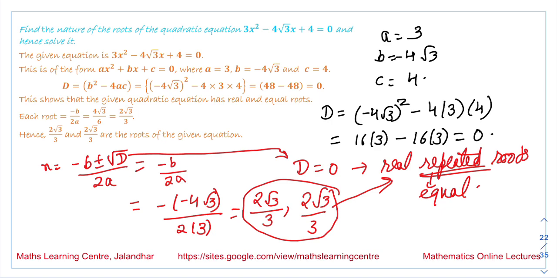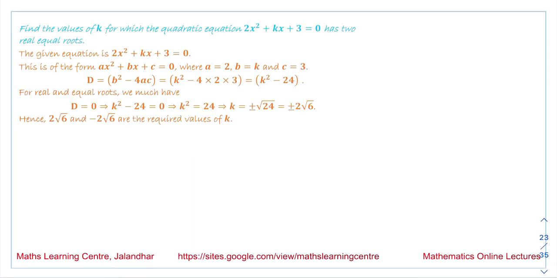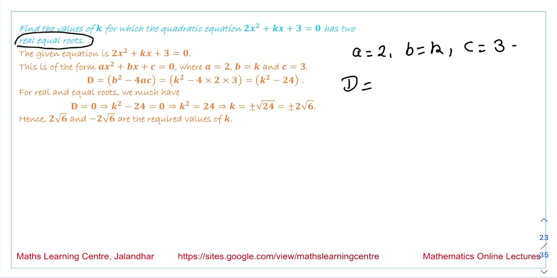Next is: find the value of k for which the quadratic equation has two real equal roots. Now the value of a is 2, b is k and c is 3. The discriminant in this case should be equal to 0. We are saying it has real equal roots. It means the discriminant should be equal to 0.